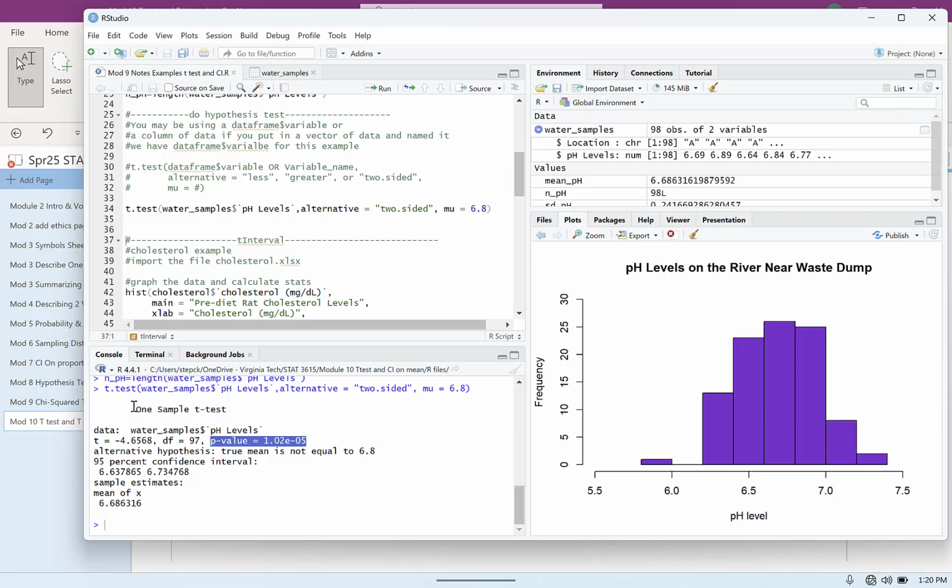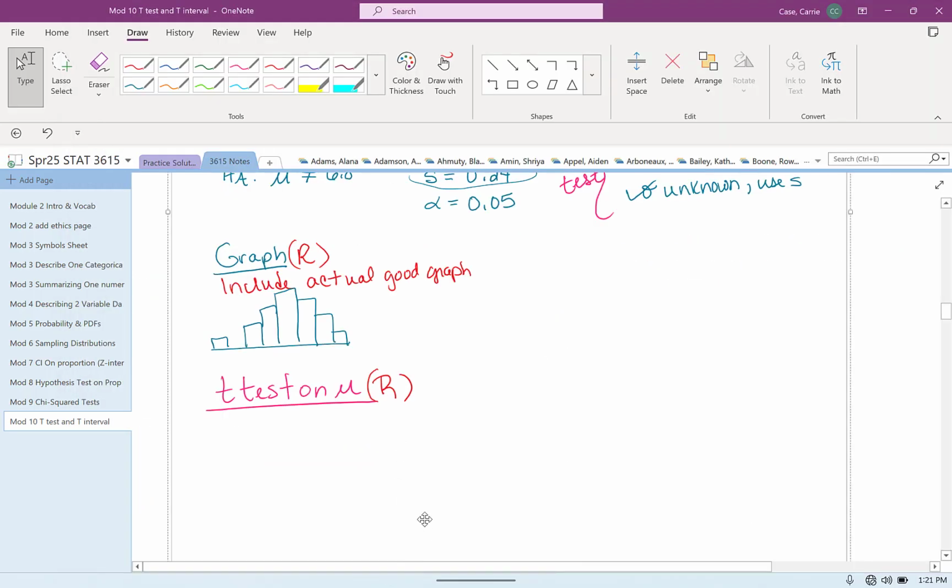You should double check. I did a 1 sample t-test, and the alternative is that the true mean is not equal to 6.8. You should always double check this alternative that it matches your Ha. I did have a not equal to alternative. I did have 6.8, so that all looks right. And I'm going to write all of this down. So my t-test statistic was negative 4.66, and my p-value was 1.02 e to the negative 5.